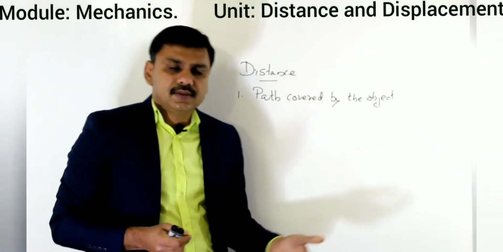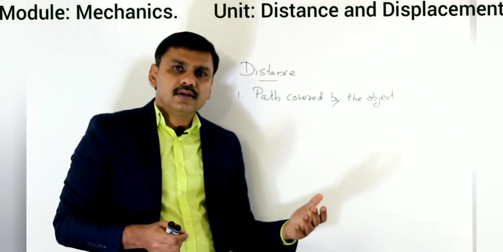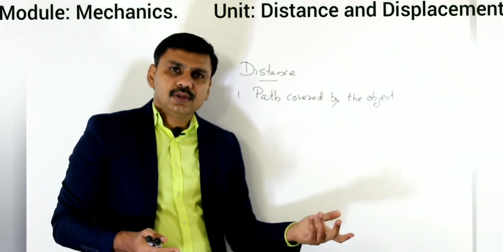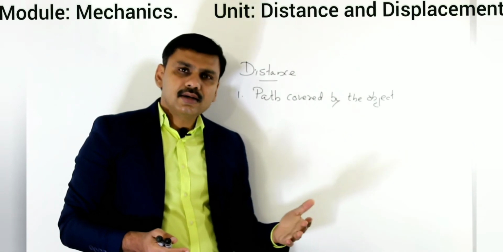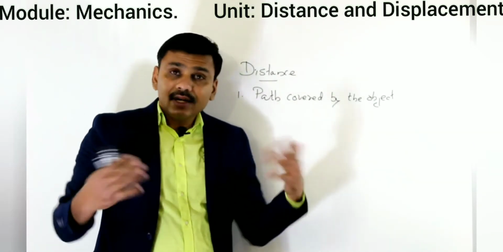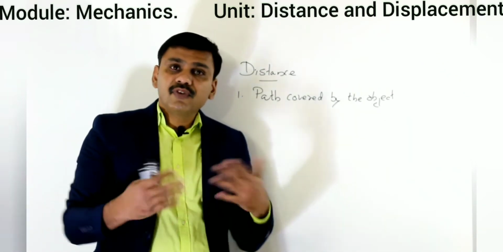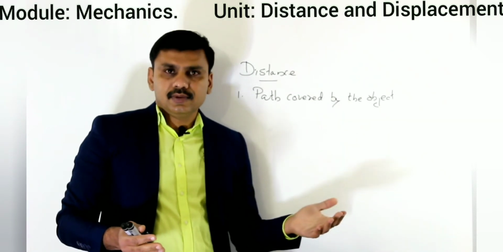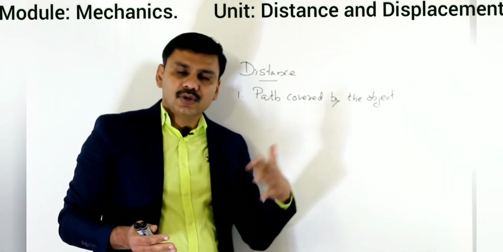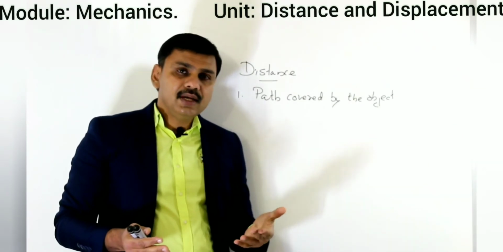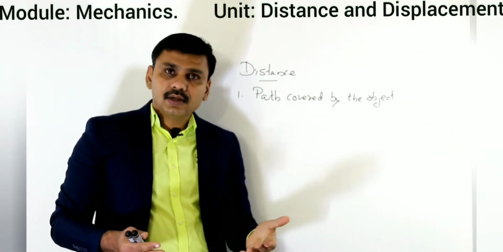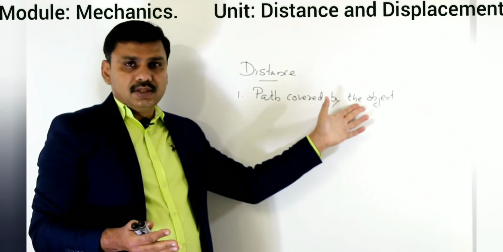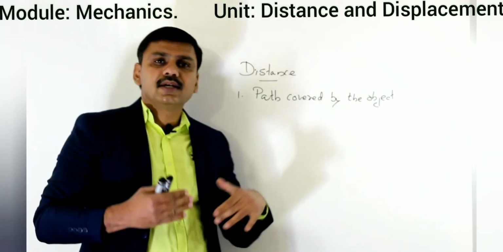So when an object travels, it can travel different paths. For example, if you are moving from Umtata to East London, you can reach East London in different ways by using different roads. So you are taking different paths. Each path has its own distance. So the path covered by an object is known as distance. The path can be a straight path, a curved path, or a random path. It can be anything.